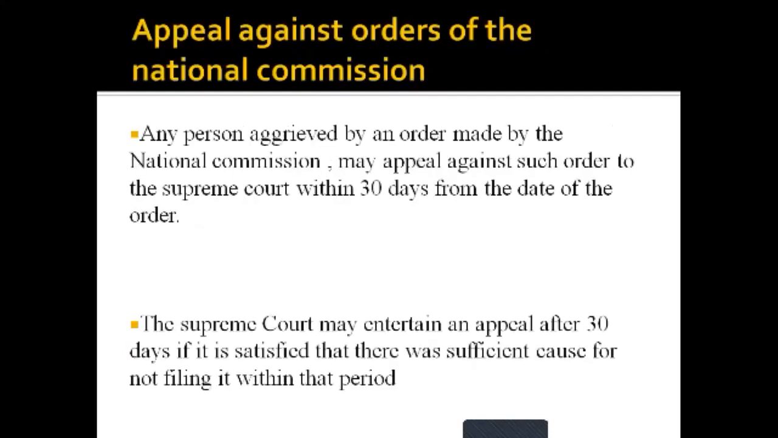Now, the appeals against the orders of the National Commission. When you have to appeal against the orders of the National Commission, the last one is your Supreme Court. That is the final appeal. Any person who is aggrieved by an order made by the National Commission may appeal against such orders to the Supreme Court within 30 days from the date of the order. The Supreme Court may entertain an appeal after 30 days if it is satisfied that there was sufficient cause for not filing it within that period of time.